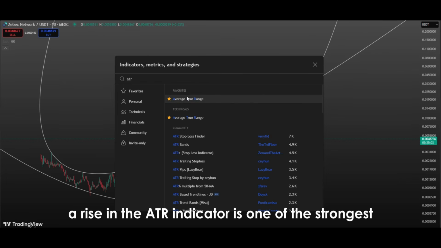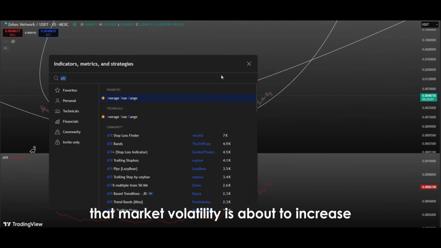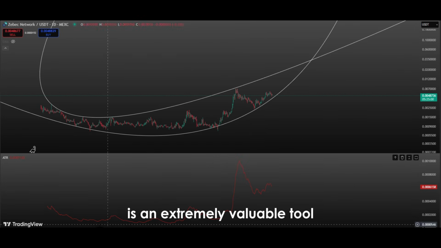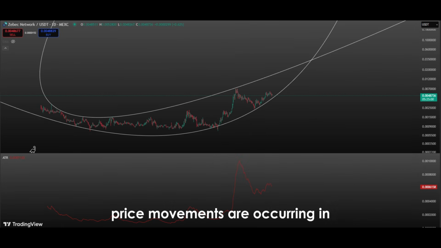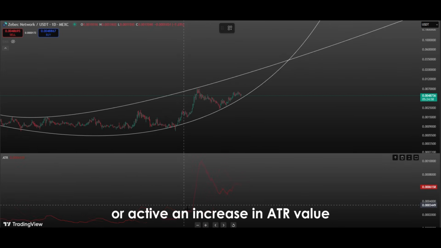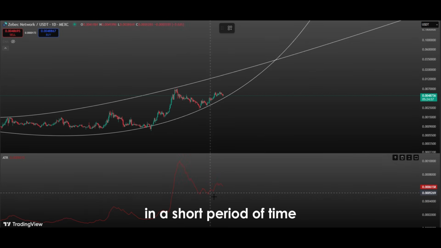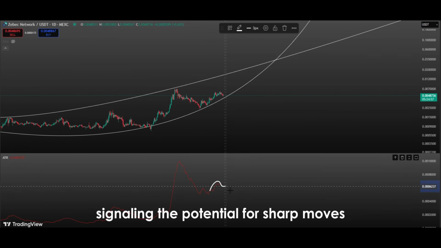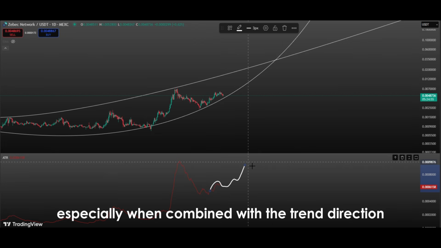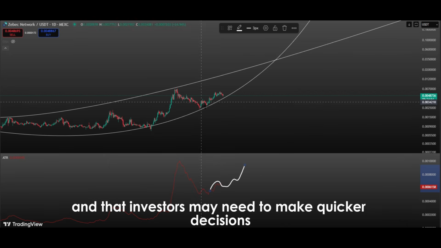Keep watching. A rise in the ATR indicator is one of the strongest technical signals that market volatility is about to increase. ATR, or average true range, is an extremely valuable tool that measures how wide a range price movements are occurring in, allowing investors to determine whether the market is calm or active. An increase in ATR value indicates that the price is moving within a wider range in a short period of time, signaling the potential for sharp moves in both upward and downward directions. Such situations, especially when combined with the trend direction, signal that the price could make significant breakouts and that investors may need to make quicker decisions.